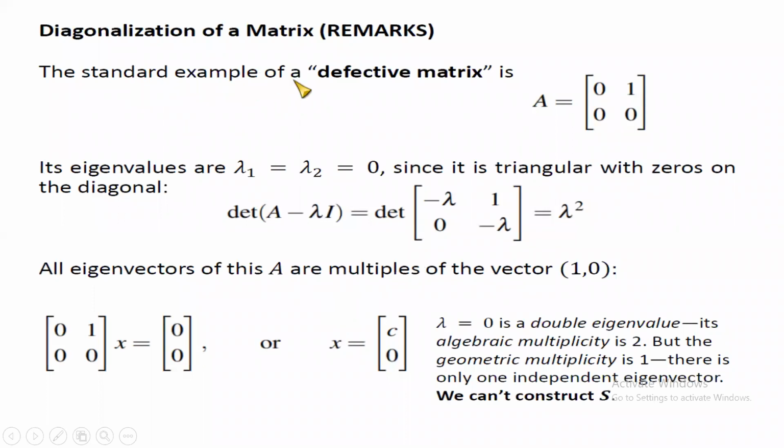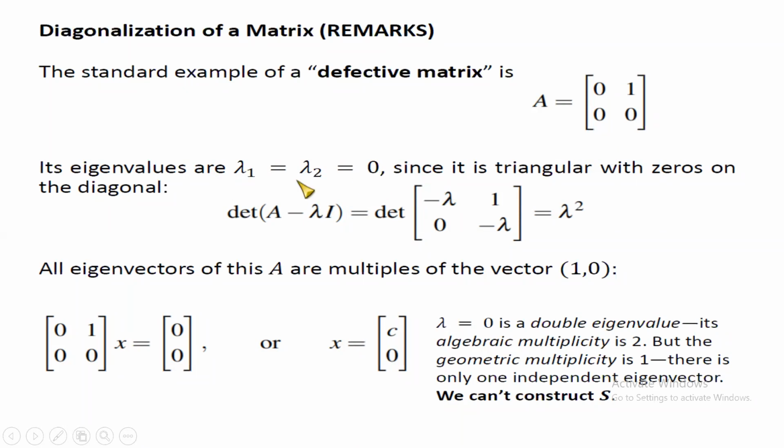Okay. So the standard example of a defective matrix is mentioned over here. A is equal to [0, 1; 0, 0]. Now, to find the eigenvalues, we need to write A minus lambda I and take its determinant. So that will become the determinant of [minus lambda, 1; 0, minus lambda]. The determinant value will be lambda squared equal to 0, and that will give lambda 1 equal to lambda 2 equal to 0. Both the eigenvalues will be zeros.